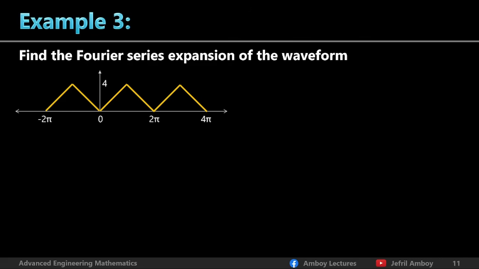So, let's get started. The first thing that we should do is to identify the symmetry of the given waveform. So, we notice here that the graph on the left side of the y-axis is just a reflection of the graph on the right side. Therefore, this waveform or graph is symmetric with respect to the y-axis. So if that is the case, the function is said to be even. Okay? So ilagay natin dito, f of t is even.